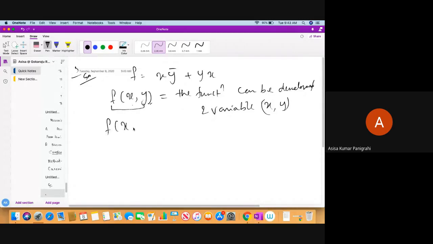So if the question is given as f of xy or is given as f, everything is same. So f of xy is given here. How? F of xy is x, y bar or yx. They asked you to represent in sum of min terms. What will you do, students? Very simple. As we know that x means it's uncomplement form. What will you put here? 1. Y bar is 0. Similarly, y is 1, x is 1.